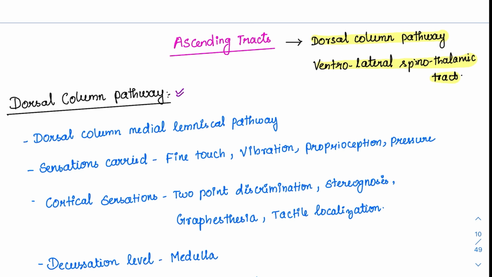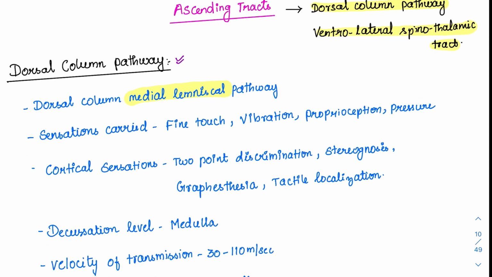This dorsal column pathway is also called the dorsal column medial lemniscal system because it passes through the medial lemniscal fibers. Then what are the sensations carried by it? It carries fine touch, vibration, proprioception as well as pressure. Not only that, it also carries other sensations, but for these we need an intact cortex to perceive and understand them. They are a little more complex than the normal vibration, fine touch and so on.